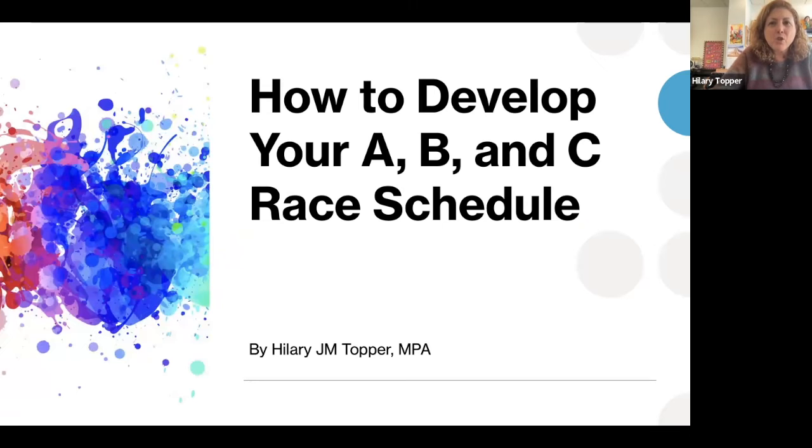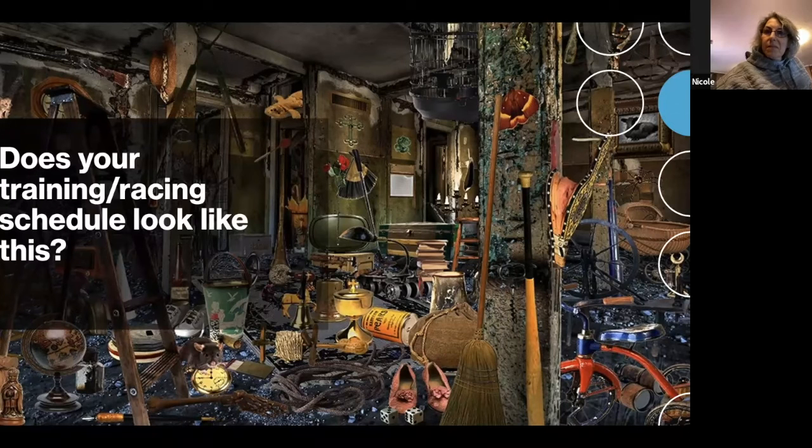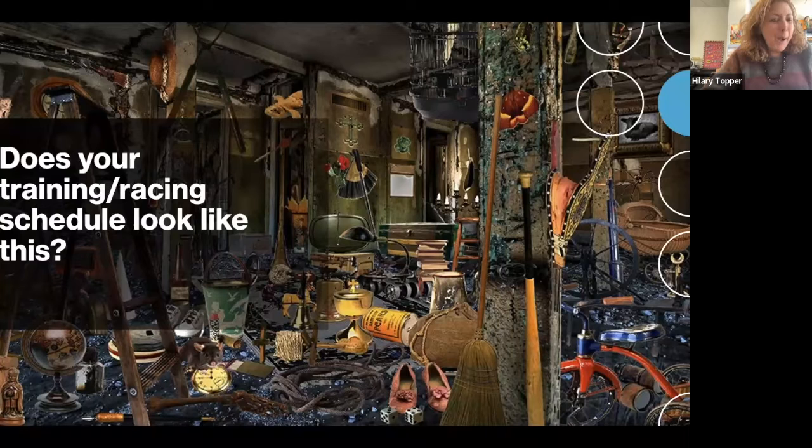Today, we're going to talk about developing your A, B, and C race schedule. Now, I think that most people just take races and say, okay, I'm going to do this, I'm going to do this, I'm going to do this. And then their race schedule looks like a garage filled with lots of crap in it, right?